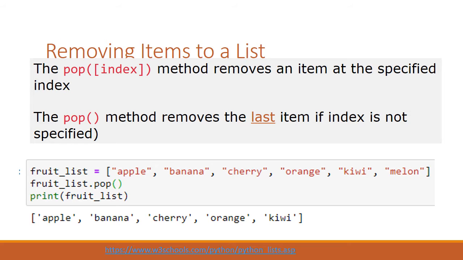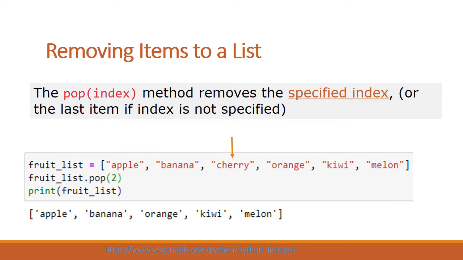Given the pop method, it has an optional parameter index. If the index is specified, pop will remove the item at that specified index. If the index is not specified, the method removes the last element. So given our fruit list, if we call the method pop, notice that it removes the last element in the list, which is melon.